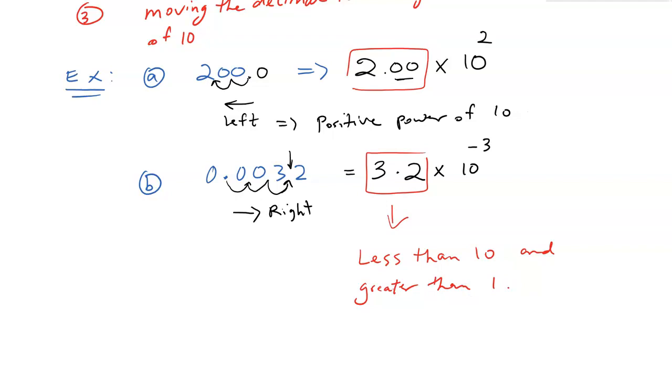All right, let's do one last question. Let's do C, 235,000. Let's change that to scientific notation. Quickly, we have the decimal right here. We're going to move it to the left: 1, 2, 3, 4, and 5. We will stop right there, at the very first number. So that would be 2.35 times 10 to the power of 1, 2, 3, 4, 5, positive 5.